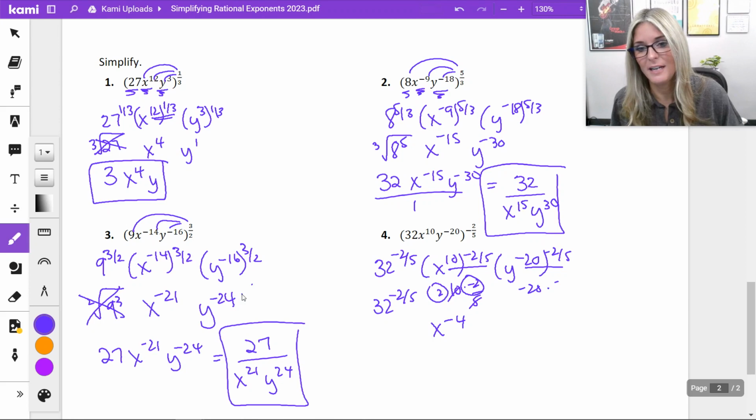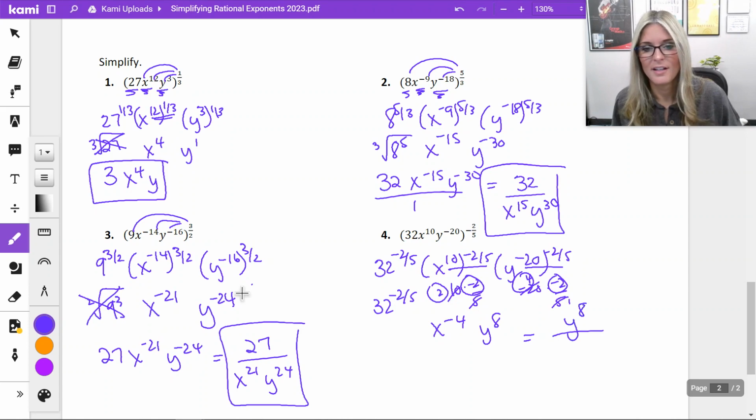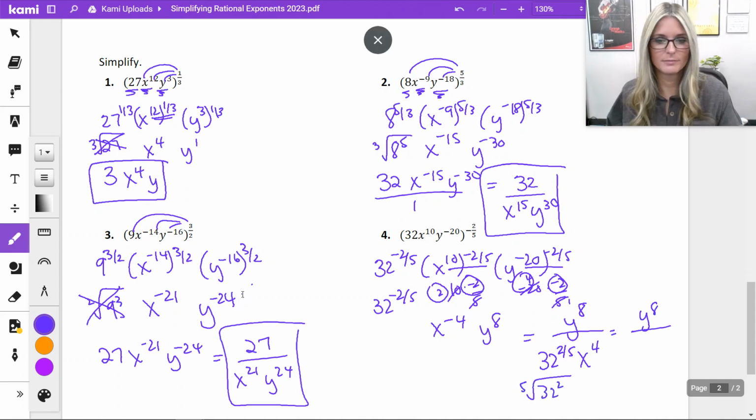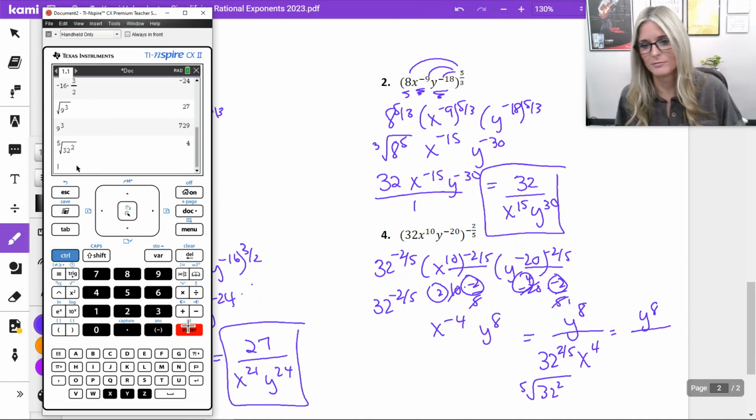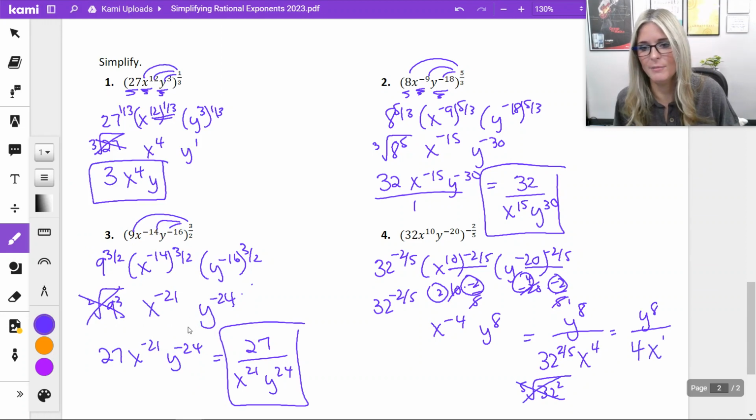We've got negative 20 times negative 2/5. Again, 5 goes into negative 20 4 times. So negative 4 times negative 2 would give us y to the positive 8. All right, so let's fix up those negatives. We're leaving y to the 8th as positive in the numerator. 32 was negative and coming down into the denominator and becoming positive 2/5, and x is coming down to the denominator to become a positive 4 exponent there. So we have y to the 8th over what is the fifth root of 32 squared? Control that caret button will allow me to type in a fifth root of 32 squared, 4. So all of that turned out to just be 4, and then we still had the x to the 4th.